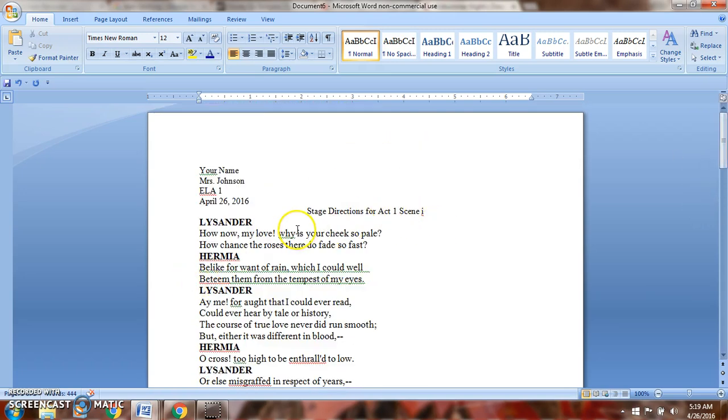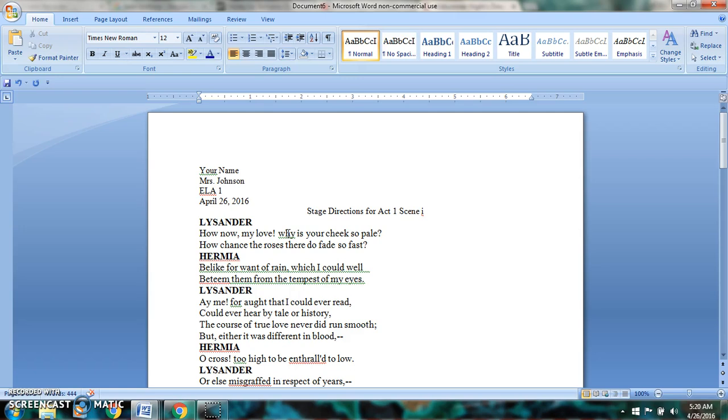But I like the idea of going in and really annotating. So there's a couple things you need to look for when you're doing your stage directions. One, you can put down how the characters are acting, like what do they do, how do they look. You can also put down how they say lines, how they move. You can put down lighting as well as sound effects and things like that.